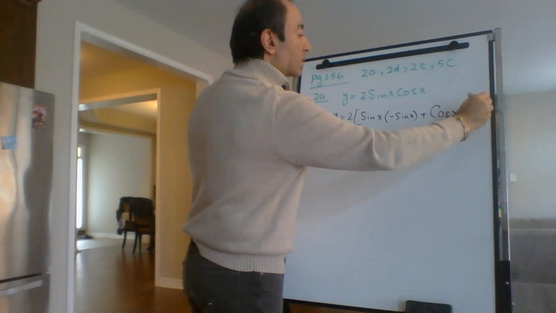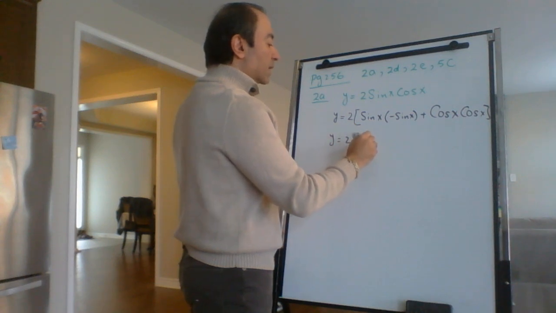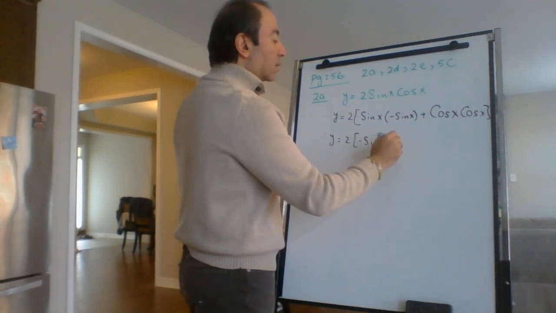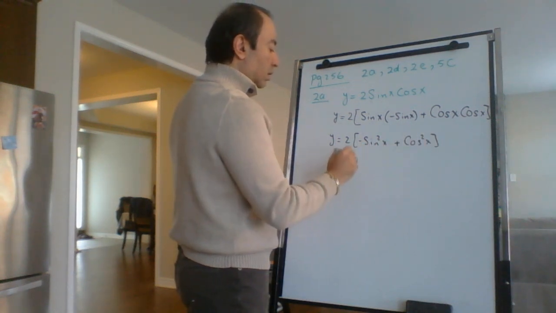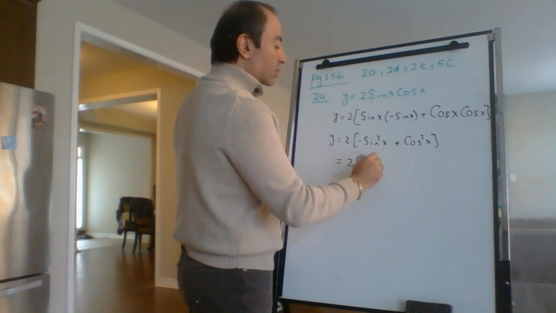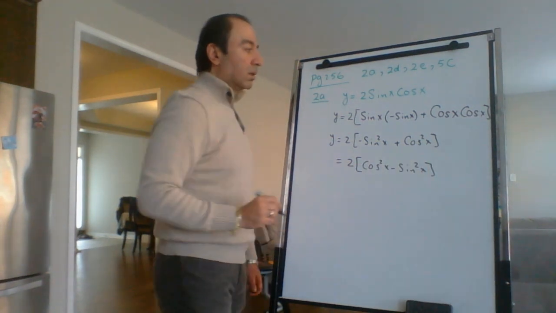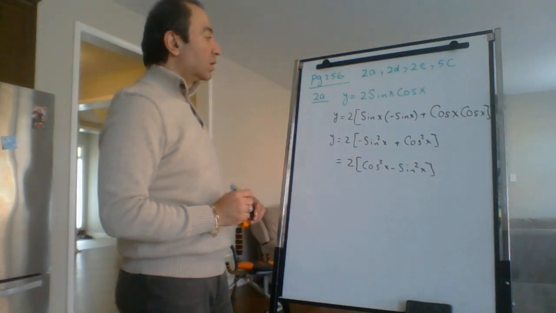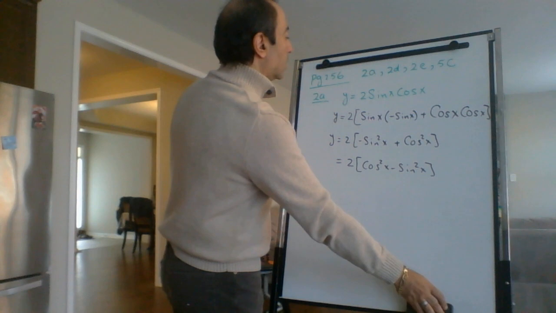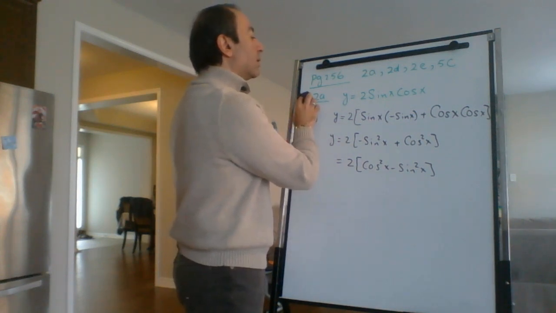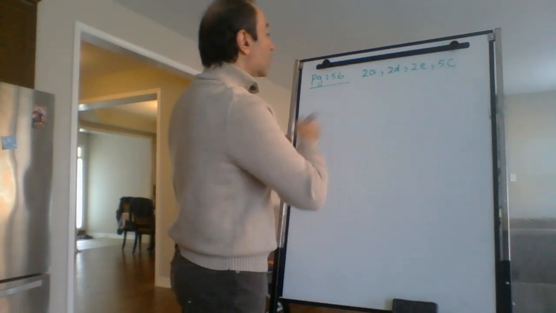which is cosine x. So we can write this as 2 negative sine squared x plus cosine squared x, or we can write it as 2 cosine squared x minus sine squared x, and both of them are okay. So this is number 2a, product rule. Okay, so 2a is done. I'm done with this.